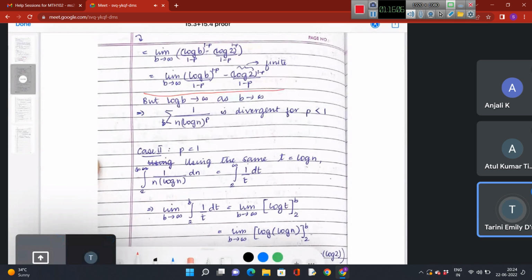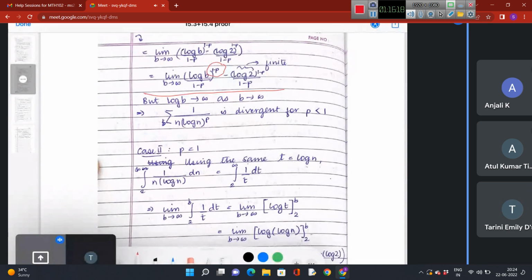Here we are using that p is less than 1. That's why this part will be in the numerator, and the limit tends to infinity. So the limit does not exist. So by the integral test, this series is divergent.